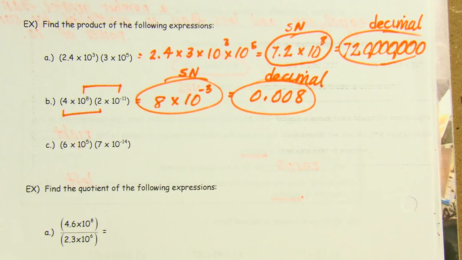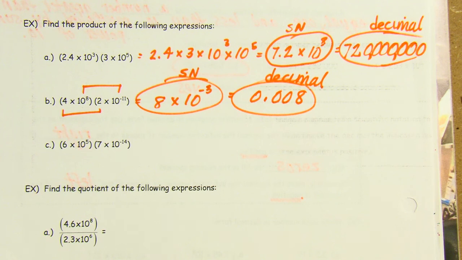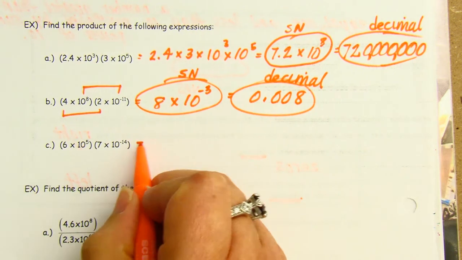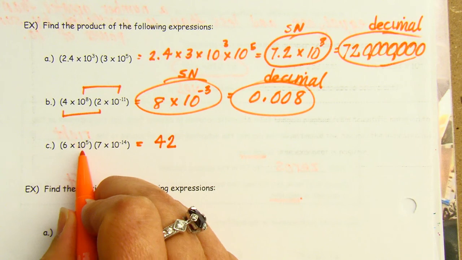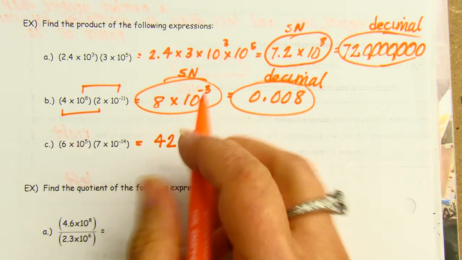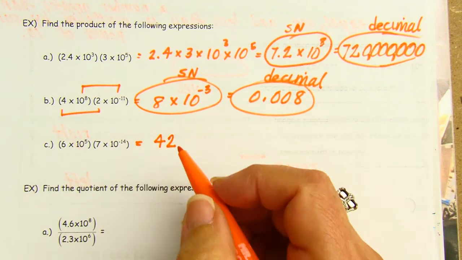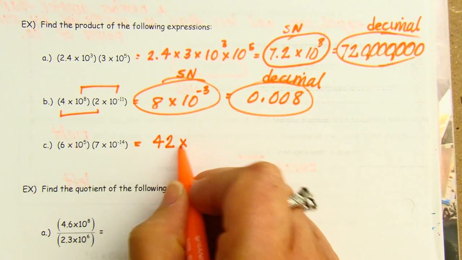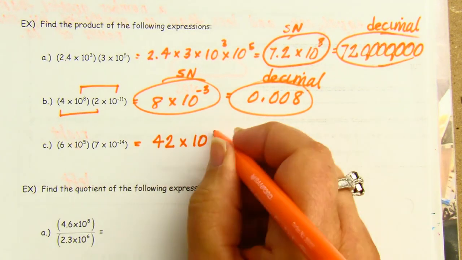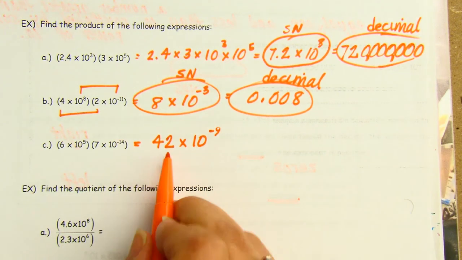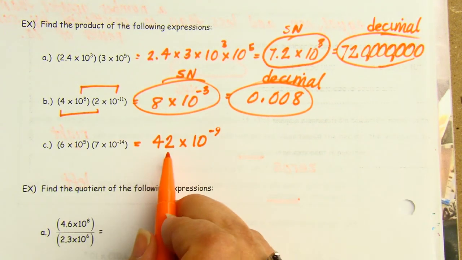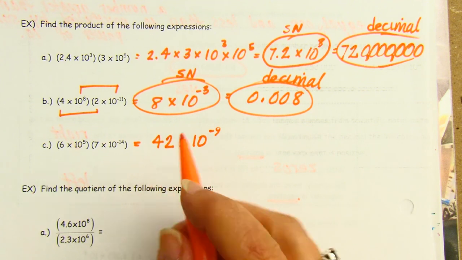The last one. 6 times 7, 42. 10 to the power of 5 times 10 to the power of 14. Well, I'm going to add the exponents, and this is times 10 to the power of negative 9. Now notice this number is not in scientific notation because the decimal does not come after the first non-zero digit. So you have to convert this.